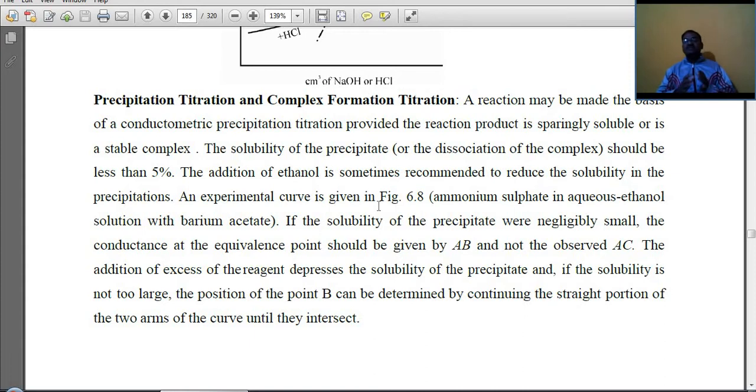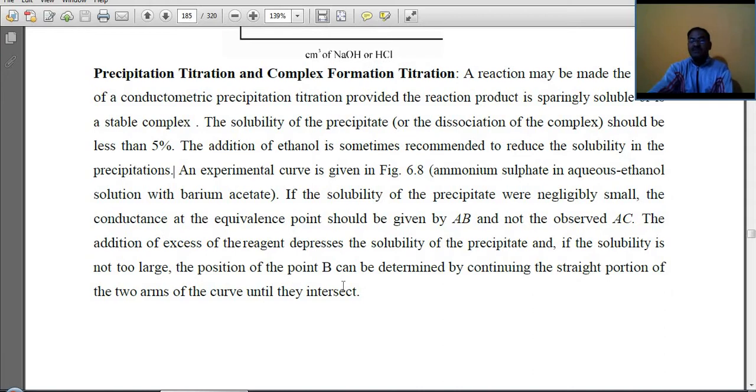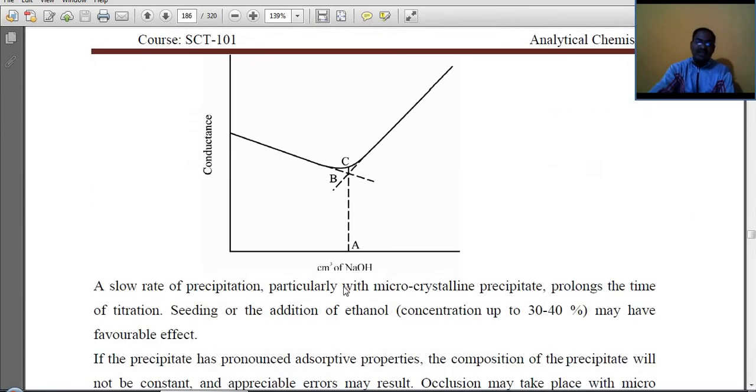If the solubility of the precipitate were negligibly small, the conductance at the equivalence point should be given by AB and not the observed AC. The addition of excess of the reagent depresses the solubility of the precipitate, and if the solubility is not too large, the position of the point B can be determined by continuing the straight portions of the two arms of the curve until they intersect.